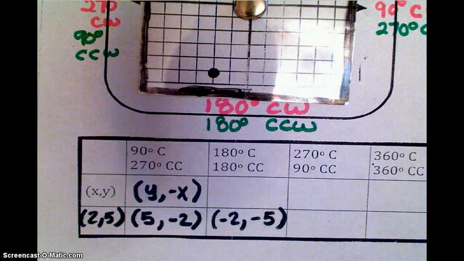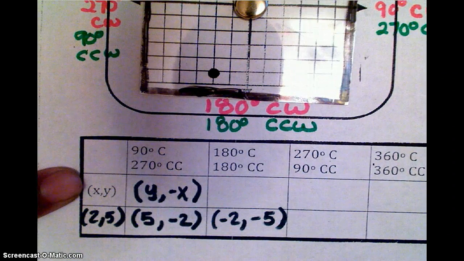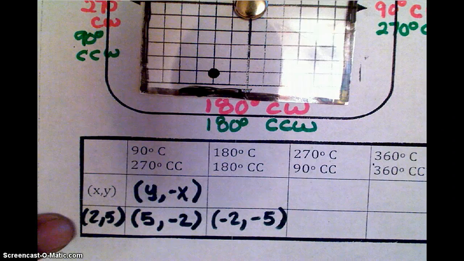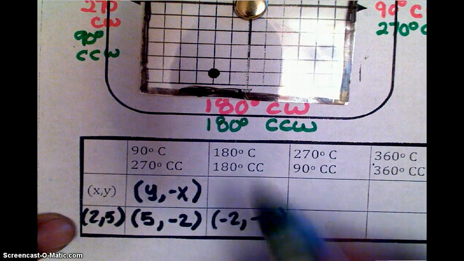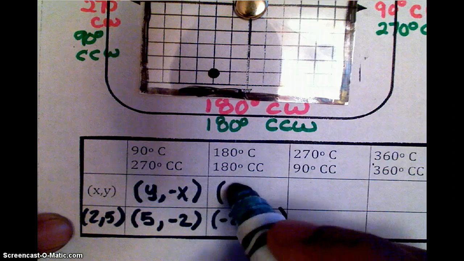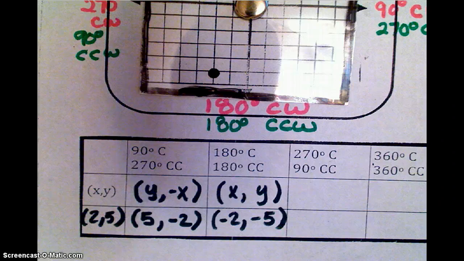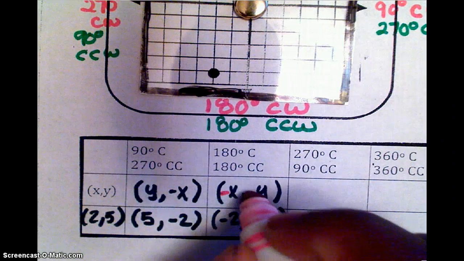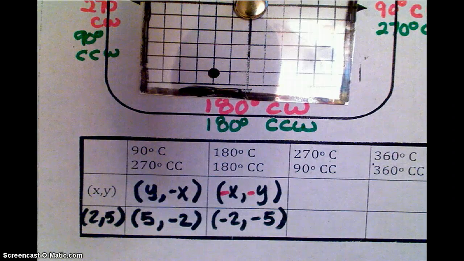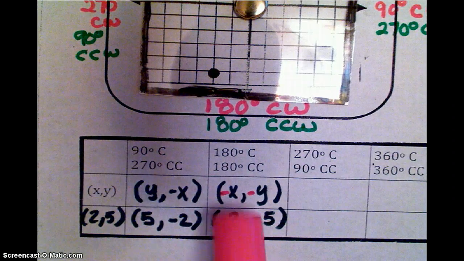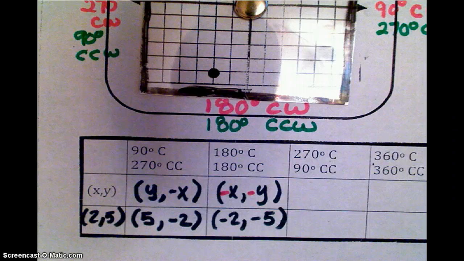And so what happened to my original x and y? Well, if I look at it, I started at 2, 5. I still have a 2 and a 5, so my x and y didn't change positions, but if you notice, they're now the opposite of what they were before. So the rule is I just take the opposite of my x and y.